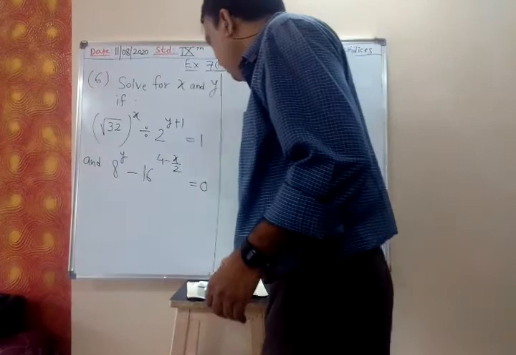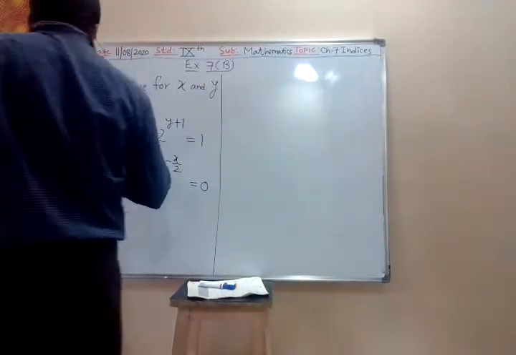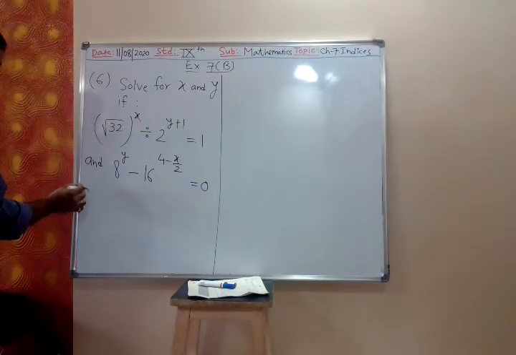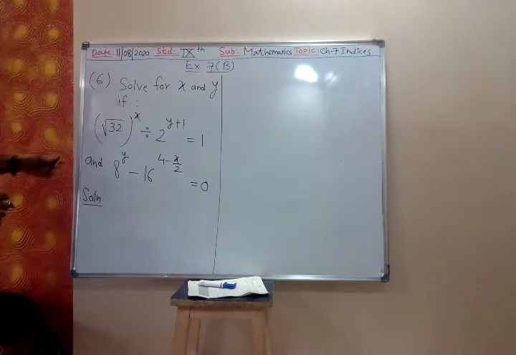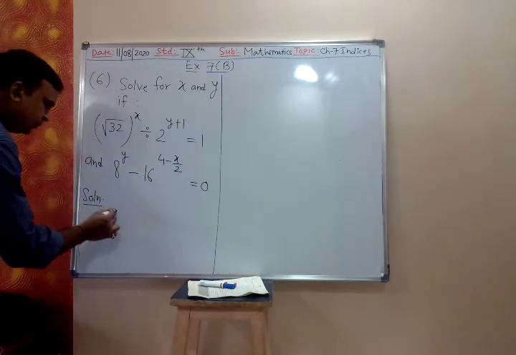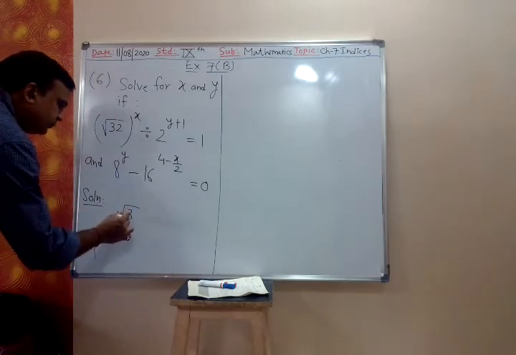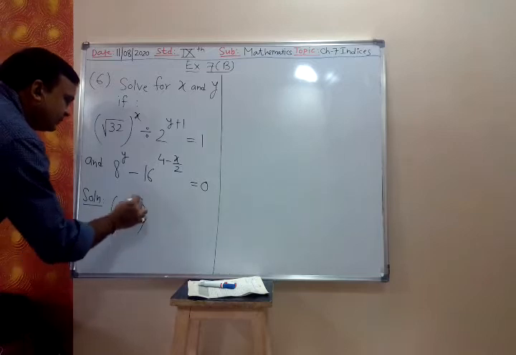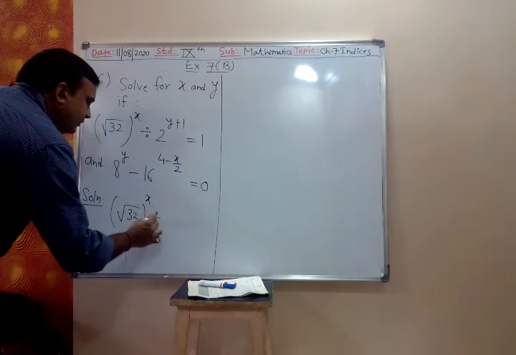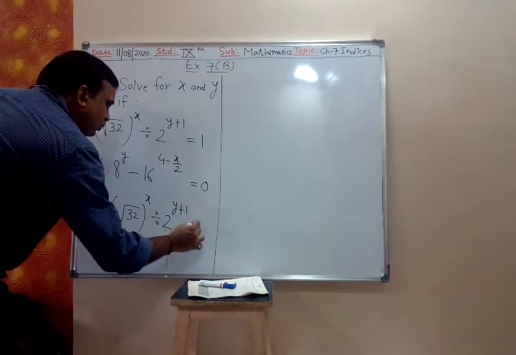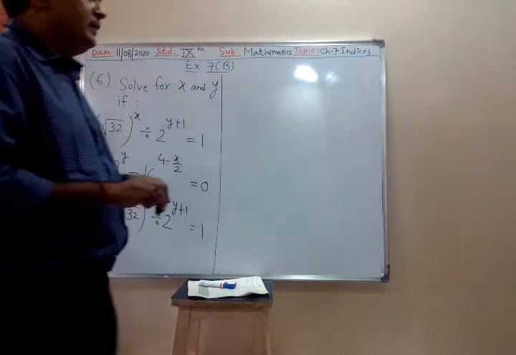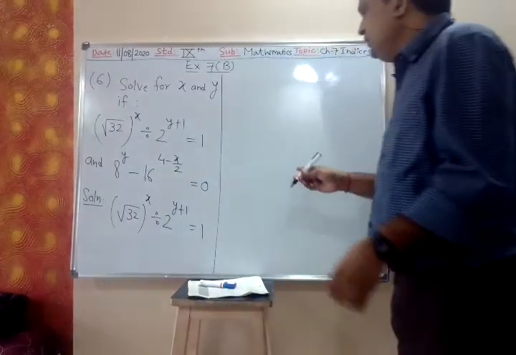This type of lengthy problem, chances are very less to be asked, but this is the only one type, so let us do it. Root 32 raised to x divided by 2 raised to y plus 1 is equal to 1. We'll solve this using the law of indices.